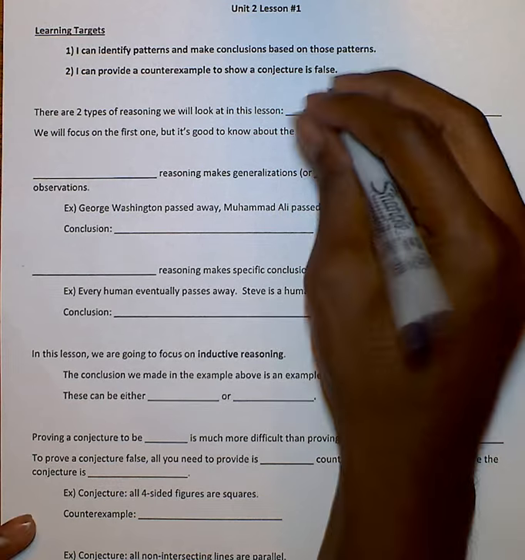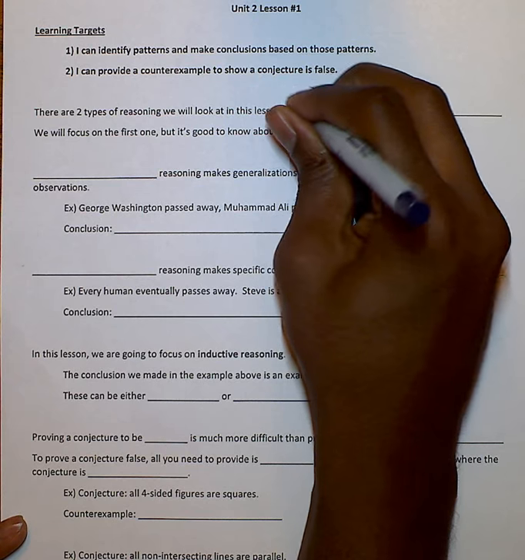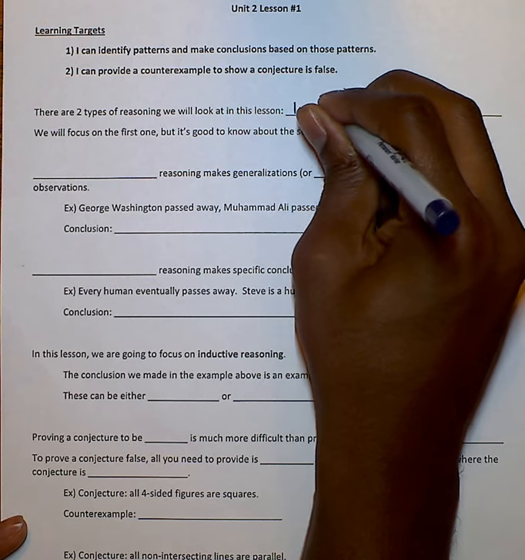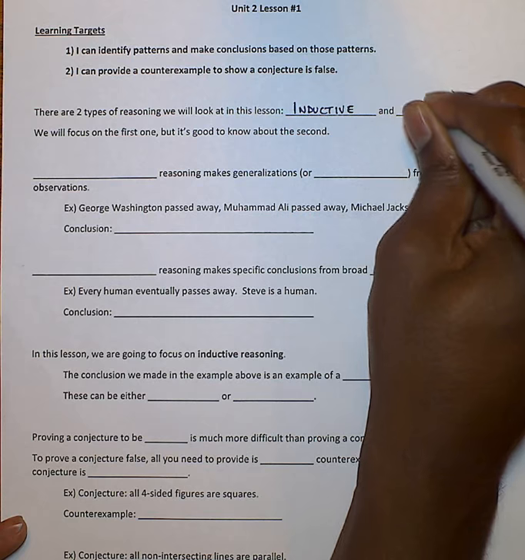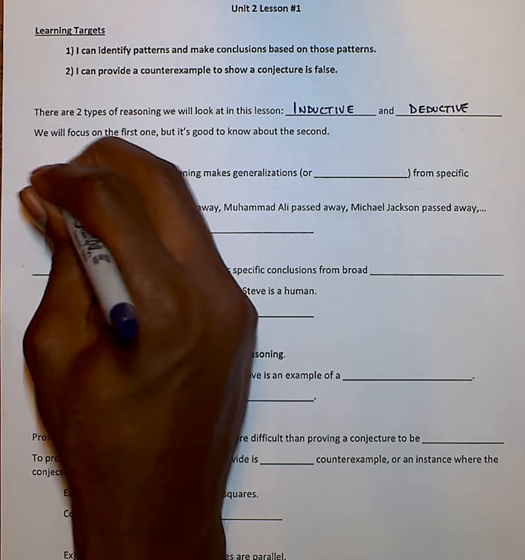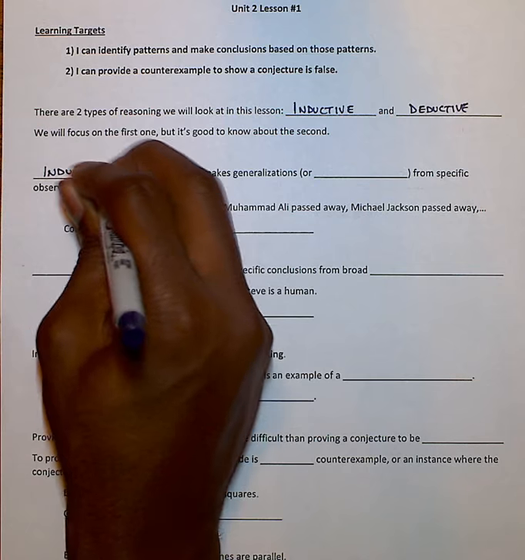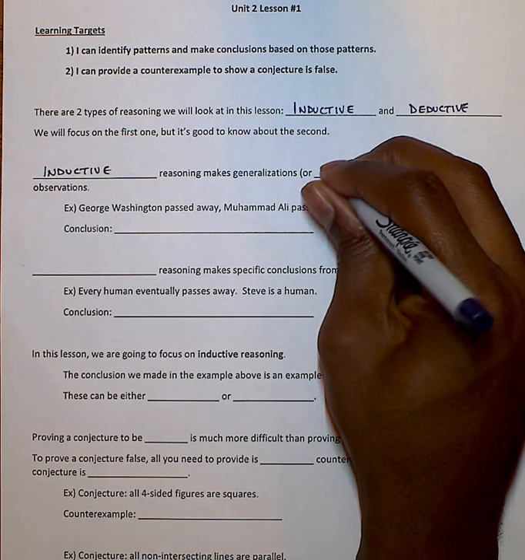Okay, there are two types of reasoning that we're going to look at in this lesson, and that is inductive and deductive reasoning. Inductive and deductive. Okay, we'll focus on inductive reasoning, but it's good to know about the second as well. Inductive reasoning makes generalizations or conclusions from specific observations.